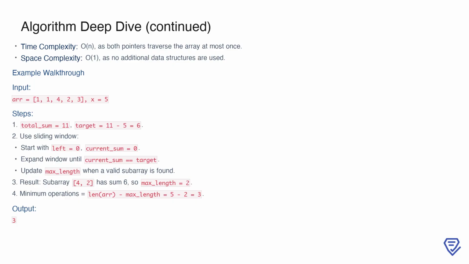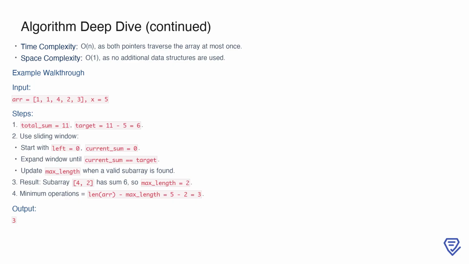Let's walk through an example to clarify. Consider the input array 1, 1, 4, 2, 3, and x equals 5. First, we calculate the total sum of the array, which is 11. The target for the subarray becomes 11 minus 5, which is equal to 6. Using the sliding window, we start with left at index 0 and current_sum at 0. As we expand the window, we find that the subarray 4, 2 has a sum of 6.